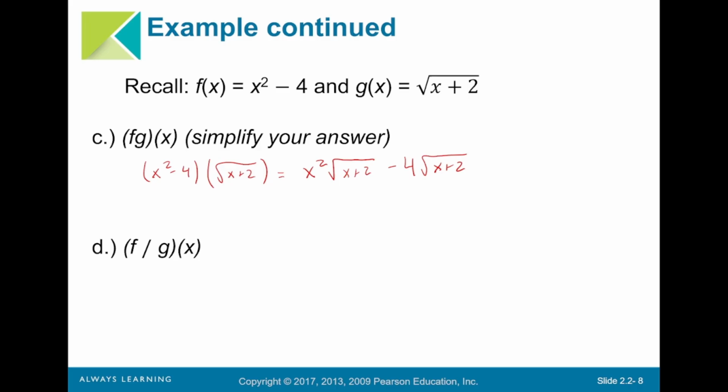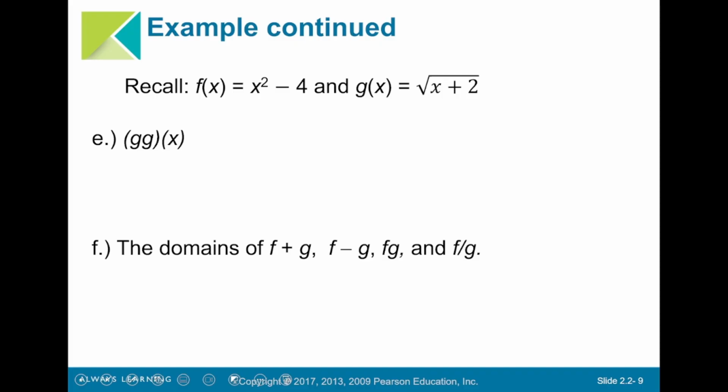Moving on to part D, we want to look at f divided by g of x. So this gives us x squared minus 4 divided by the square root of x plus 2. And that's it. We just wrote that one down. Now, what if we have g times g? Well, that would be the square root of x plus 2 times the square root of x plus 2, which is really the square root of x plus 2, squared, which gives us just x plus 2.